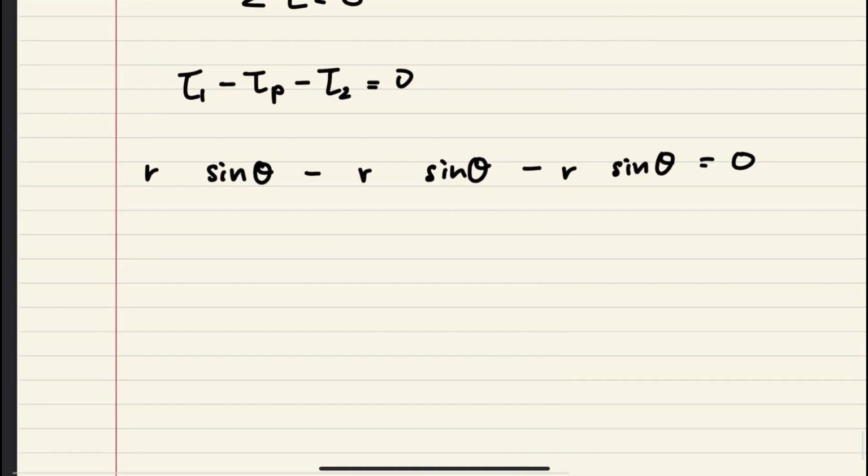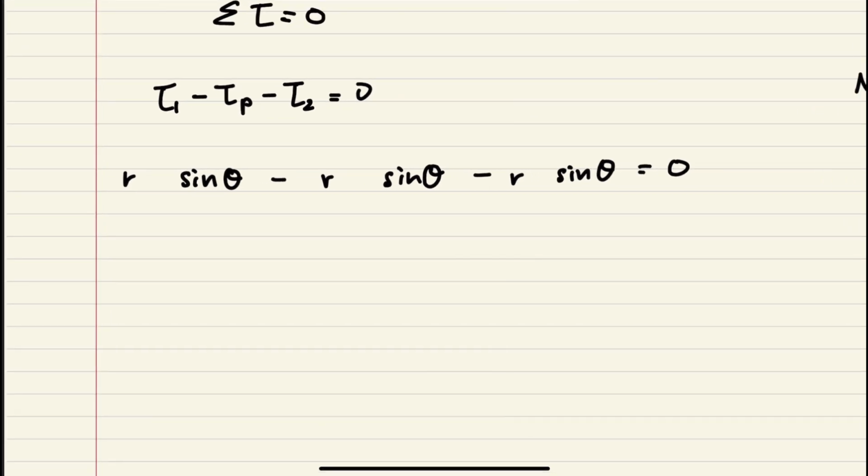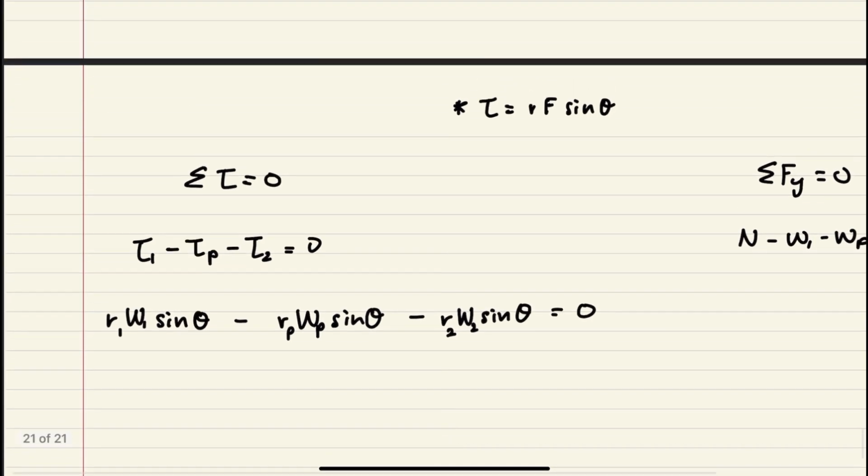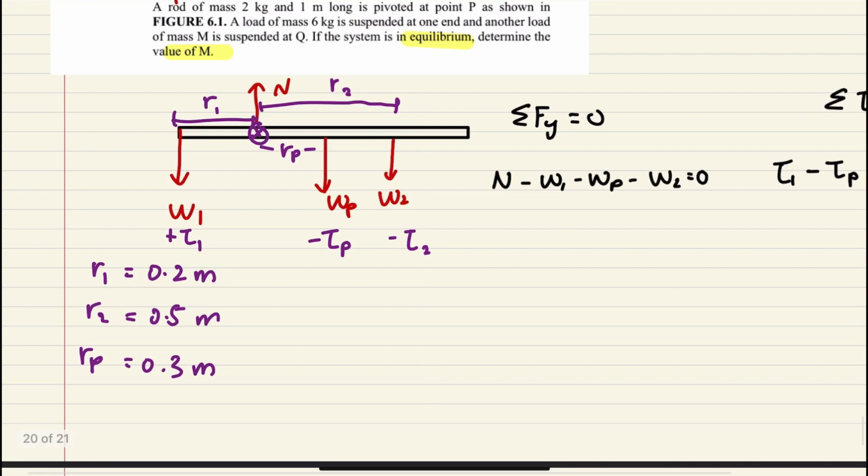Torque 1 comes from weight 1, so I'm going to put weight 1 over here. Torque 2 comes from weight of the second mass, and the middle one is the plank, so weight of the plank. Similarly R, it will be R1, RP, and R2. Okay, now sine theta. Theta here represents the angle between R and W. So R vector is from the point of rotation to the force.